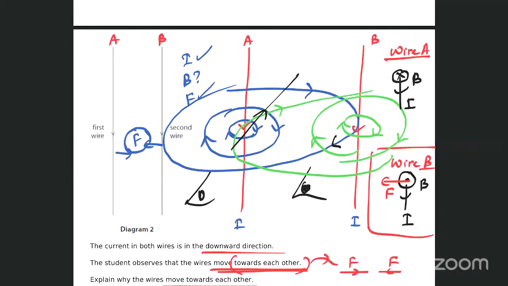So FBI, then you can see there's a force generated in this direction. So at this point, there will be a force in this direction, and also here there will be a force in this direction. So there are forces acting like this. Eventually these wires will be attracted towards each other.